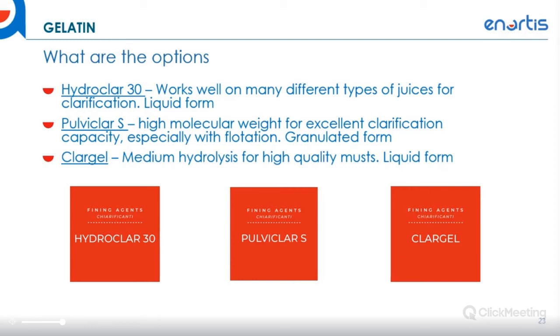Clargel is something we recommend for high quality musts. It's medium hydrolysis, similar to the Hydrochlor 30, and it's also in a liquid form. So these three options are all your sort of classic gelatin that you can use for clarification.